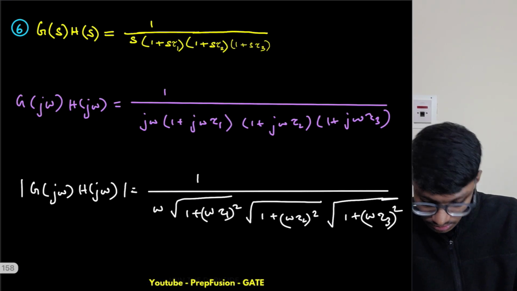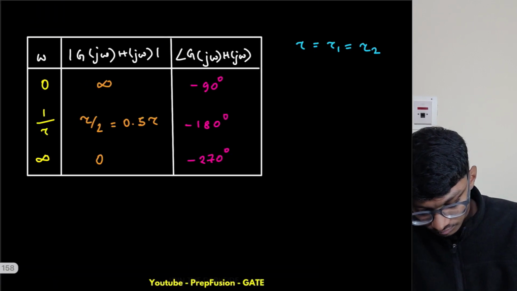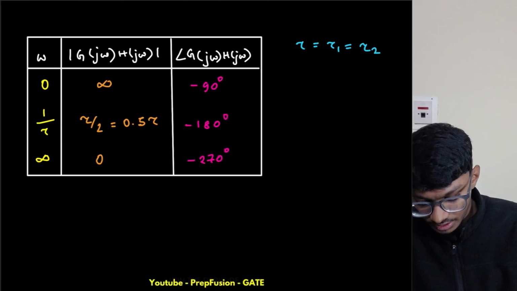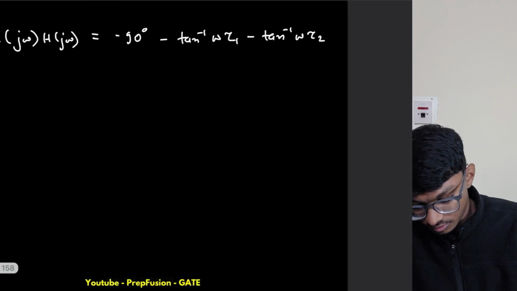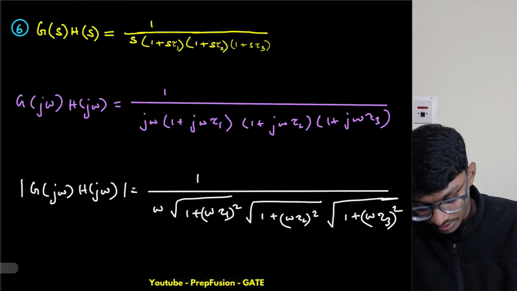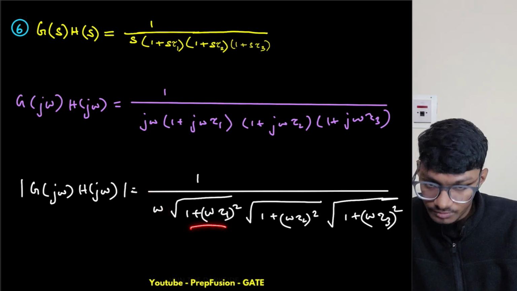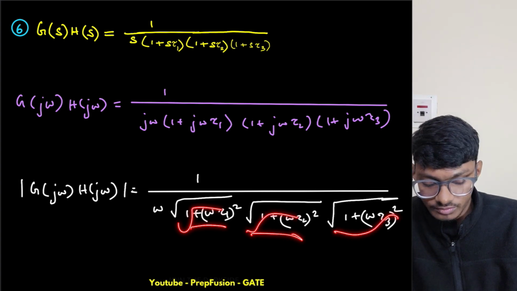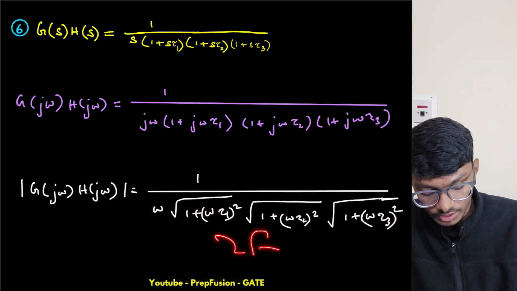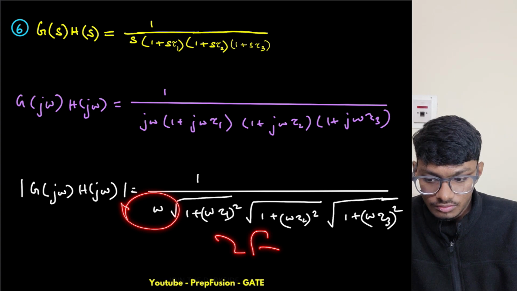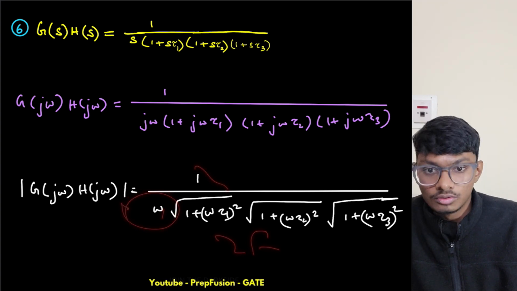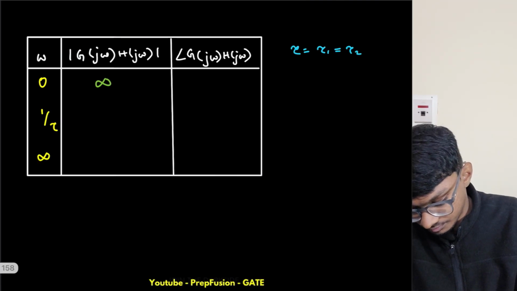So basically, this 1 by tau, okay, sorry, not here. If I put 1 by tau over here, what do we get? This is 1 plus 1 root 2, this is 1 plus 1 root 2, this is 1 plus 1 root 2. So I'm getting 2 root 2, and this is 1 by tau, so this is tau by 2 root 2.